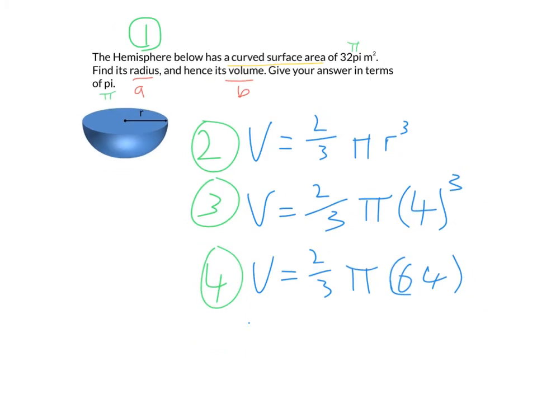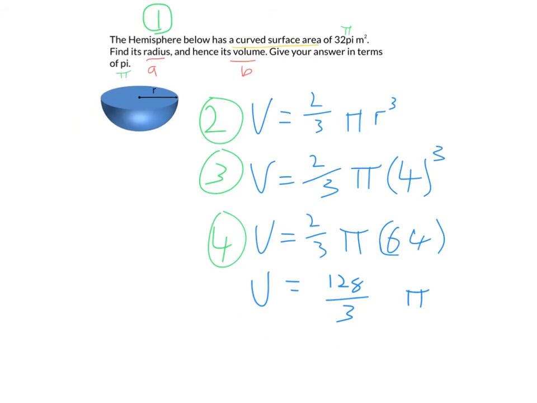Our next step, according to BIDMAS, should be to multiply. Pi is still going to stay as it is, but we can multiply 2/3 times 64. So if we put this into our calculator, 64 times 2/3 will give us 128 over 3 pi. You can give this answer as a decimal if you want either. It doesn't say to give it to a specific number of decimal places, so I'd probably choose just to include 2 as a default. I'm going to leave mine as a fraction though.